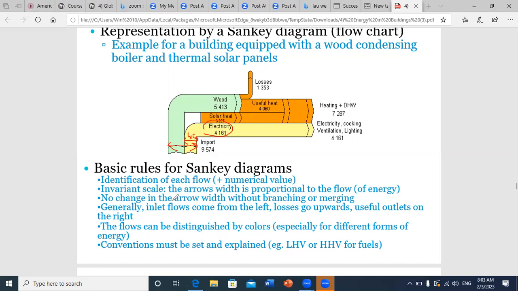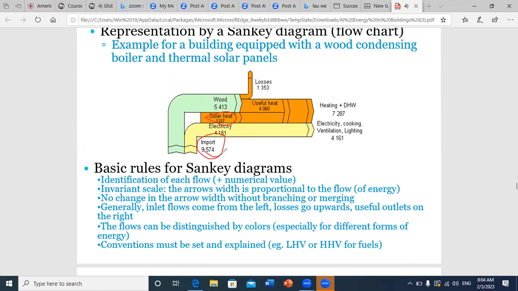There is no change in the arrow width without branching or merging, because energy is conserved, but it can change form. In general, inlet flows will come from the left, and losses. So here you have inlet flows coming from the left direction. As you can see here, the solar heat is not accounted in import because it's a renewable energy.